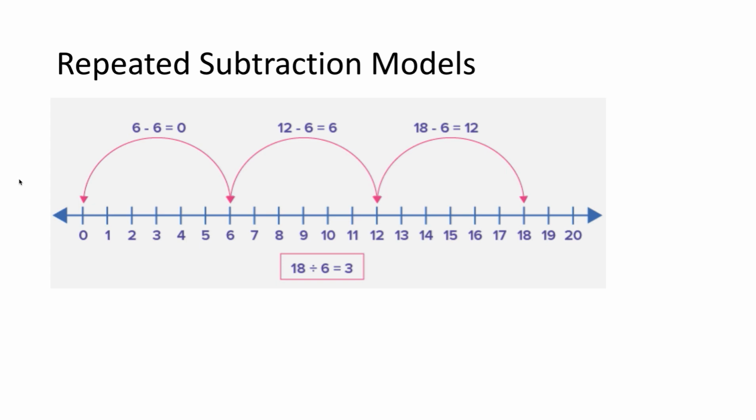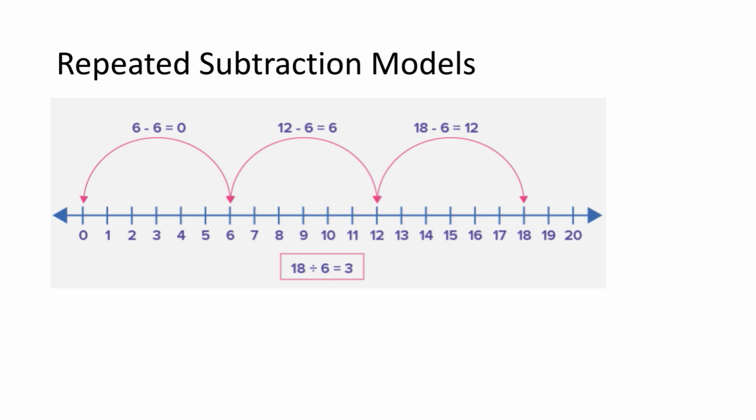We thought about multiplication as repeated addition. Similarly, we can think about division as repeated subtraction models. So let's suppose we are subtracting 6 continuously. For example, from 18, you subtract 6 and you land on 12. Then subtract 6 again and subtract 6 again. So we repeatedly subtracted 6. How many times? 3 times.